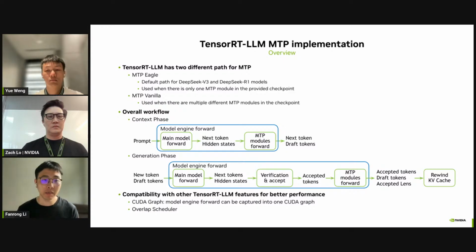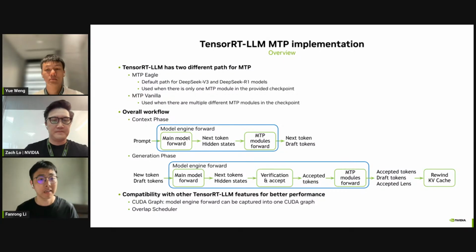About the overall workflow, in the context phase we input the prompt to the main model forward, and we get the next token and the corresponding hidden state. Then we input those to the MTP module forward, and we can predict the draft tokens. All of those forwards are put into the model engine forward.